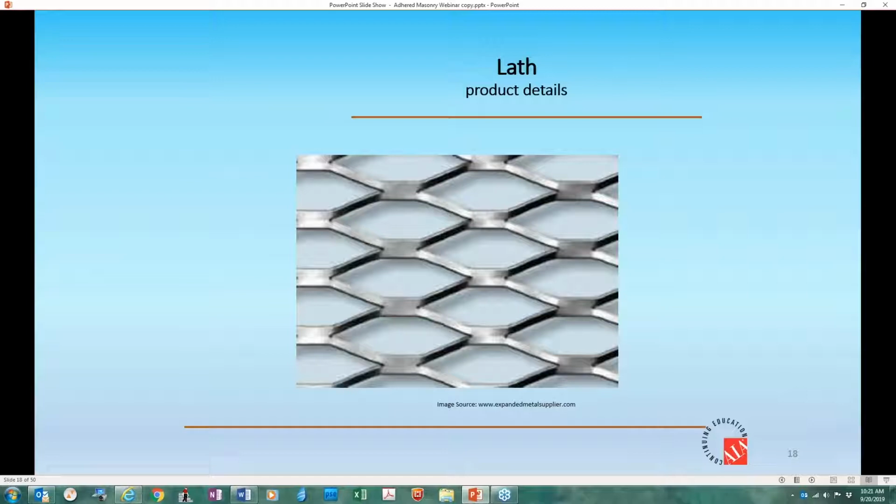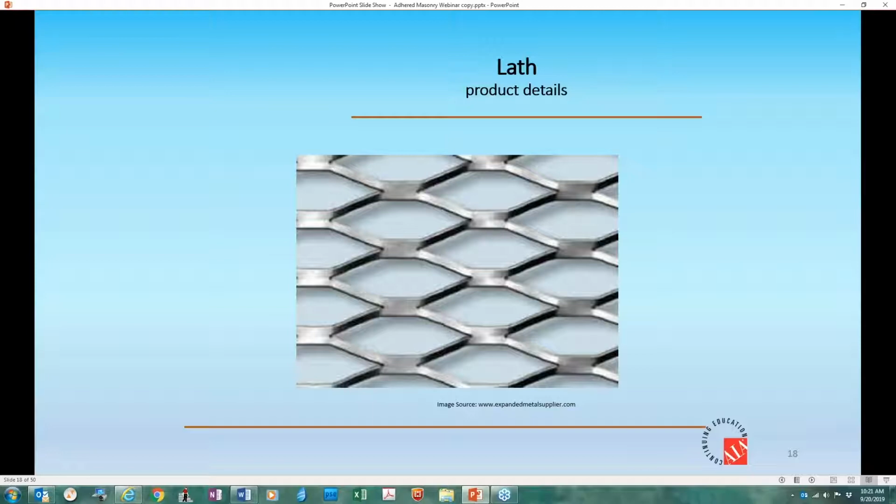Lath. Lath is extruded wire. It's available in 3 weights: 1.75, 2.5, and 3.4 pounds per square yard. The 1.75 should never, ever, ever be used on the exterior of a building. If you're doing a restaurant and you're doing a 4-foot high wall, that's when you can use it. But other than that, the 2.5 and the 3.4 are your lath.